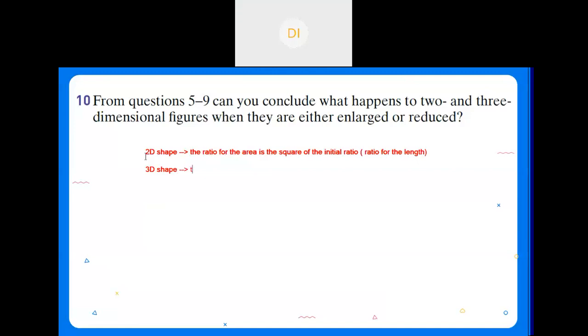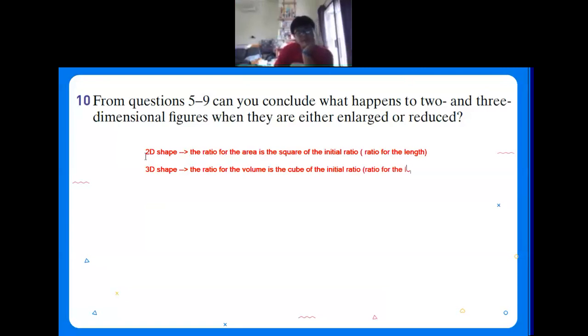Is it a cube root, or to the power of 3? Power of 3. Yeah, the volume is the cube, not the cube root. It is the cube of the initial ratio. Does this only go for enlargement? Even for question 9, the ratio is 1 to 2. Now for the volume, the ratio becomes 1 to 8.